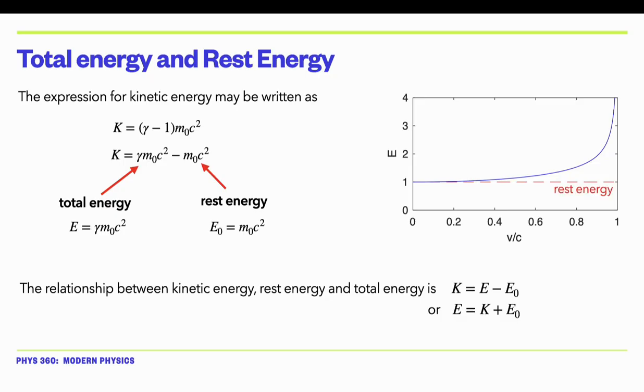So what's going on is that we imagine that every particle has some rest energy associated with it, given by this dashed line, which is equal to mc squared. And then if the object is moving relative to your reference frame, then it will gain kinetic energy up and beyond its rest energy.